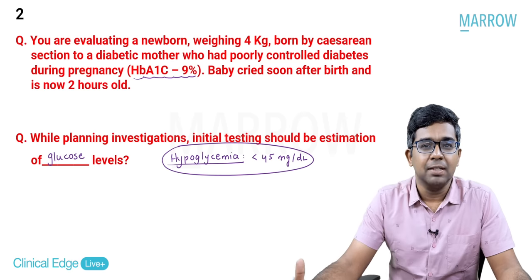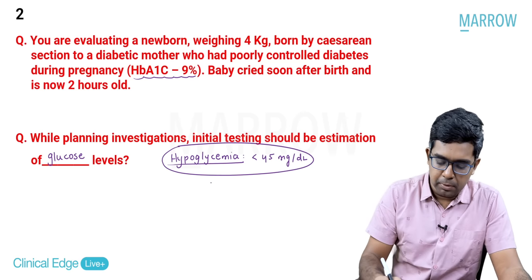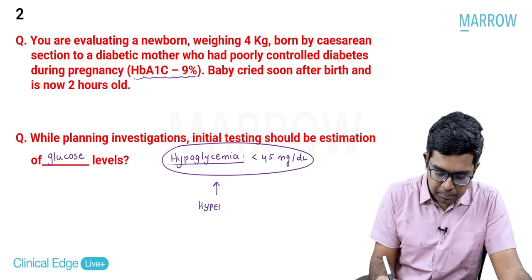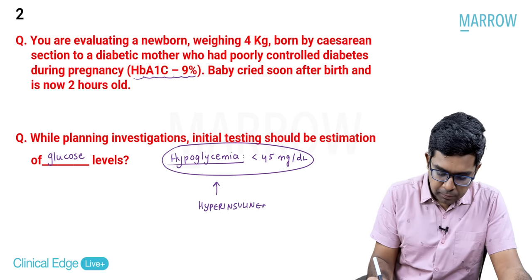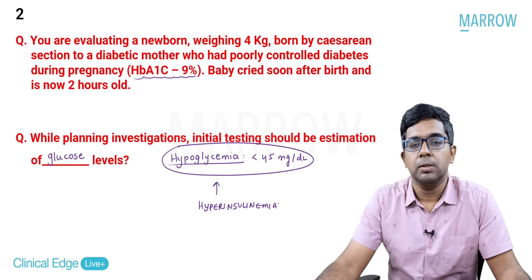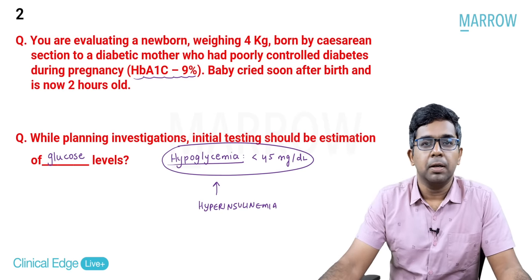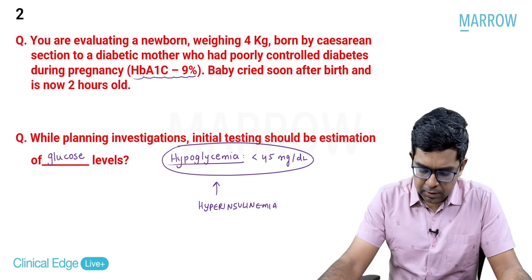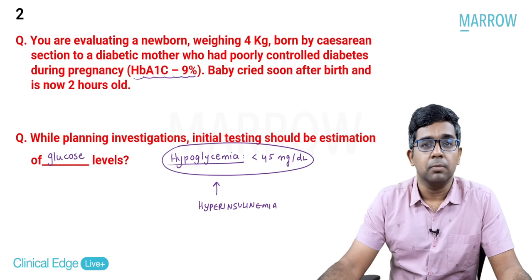And what is the basic reason for hypoglycemia in a baby born to a diabetic mother? It is basically because of hyperinsulinemia, which is going to result in hypoglycemia shortly after birth. Remember, hypoglycemia is a dangerous situation which has to be monitored and treated immediately, if it is detected. So, in this question, it should be assessment of glucose levels.